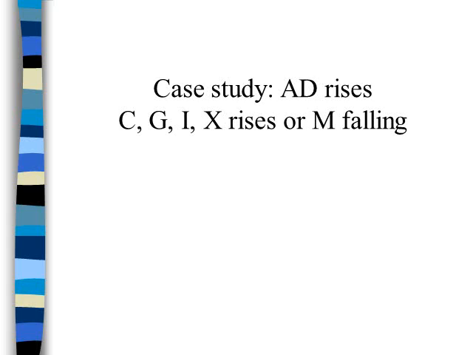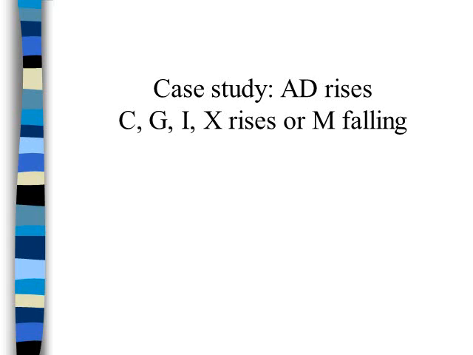Now CGIX: your consumption, government expenditure, investment levels and exports are plus items. So when they go up, AD rises. Imports, M, is a minus component. If it falls, AD becomes larger. Because it's a minus component, when it becomes smaller, AD will rise.